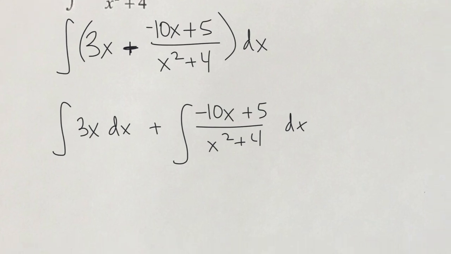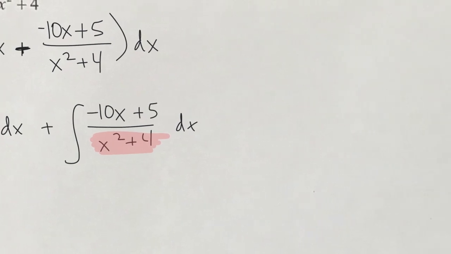In fact, this sort of looks like something that might be familiar. When it comes to our arctan, your arctan integral comes from something that has dx over u squared plus a squared. We kind of have that on the bottom here. We have a number squared, which is 4, plus the u squared, which is the x squared part, and the a squared is the 4 part. So we have something that looks like an arctan integral.